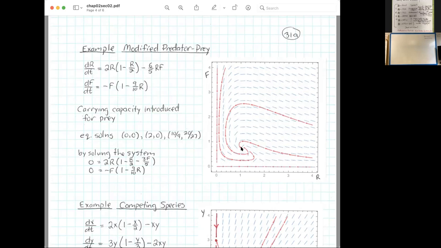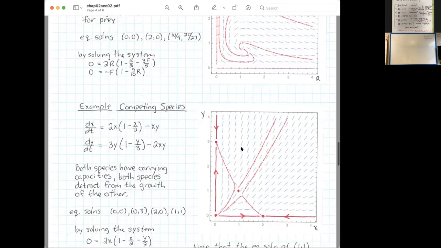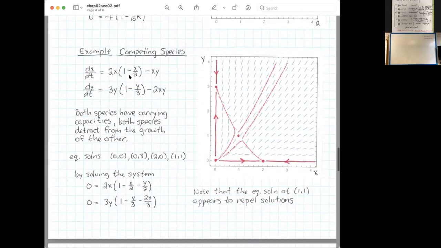Is everything predator-prey? No, not at all. Here's another interesting system. Look at this system before you read the words. Of course, too late, you've already read the words. Competing species.